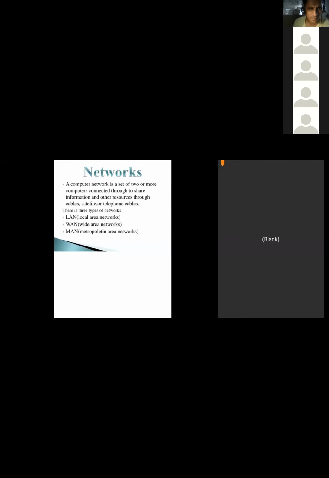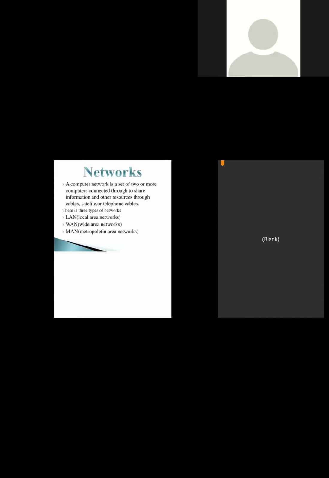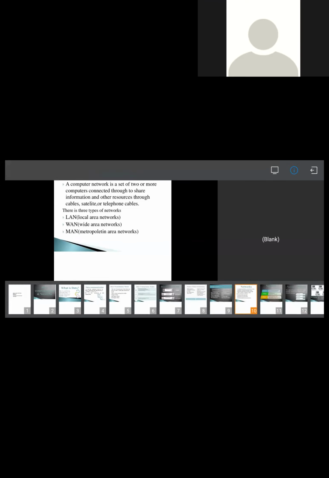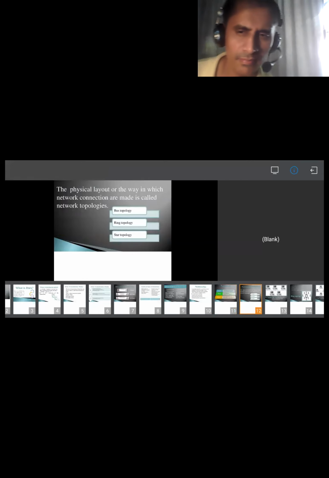What is a network? A computer network is a set of two or more computers connected to share information and other resources through cables, satellites, or telephone cables. There are three types of network: LAN, local area network; WAN, wide area network; MAN, metropolitan area network. LAN is the most common type of network, used in a relatively small area. WAN covers a large area and consists of two or more LANs. MAN covers a geographical area; it includes two or more LANs but covers a smaller area than WAN.